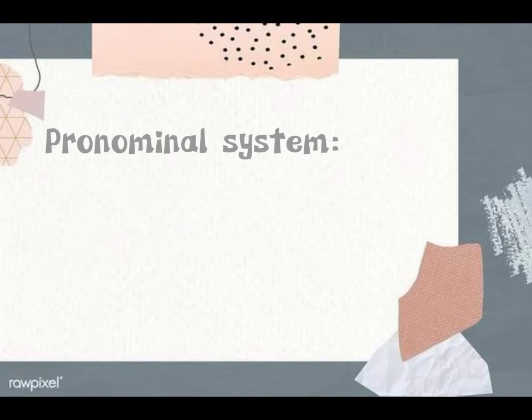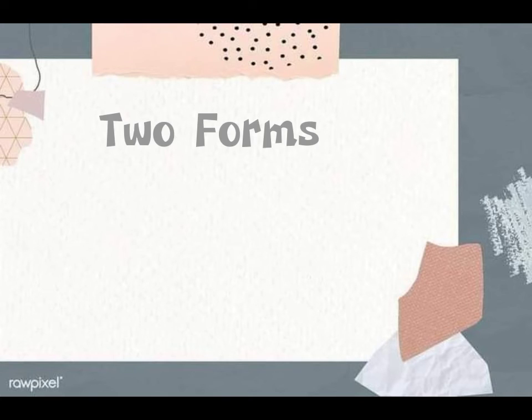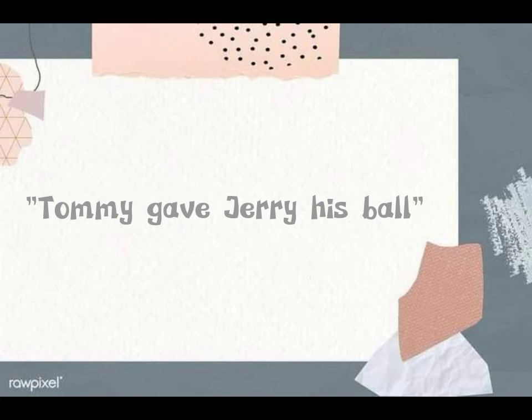Pronouns. The pronominal system of Inuit consists of personal, interrogative, and demonstrative pronouns. Inuit has 2 forms of the third-person pronoun: one that corresponds to the third person in European languages, and an obviative form. These help to disambiguate the antecedent of his in a sentence such as Tommy gave Jerry his ball.